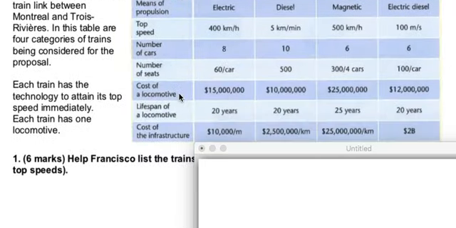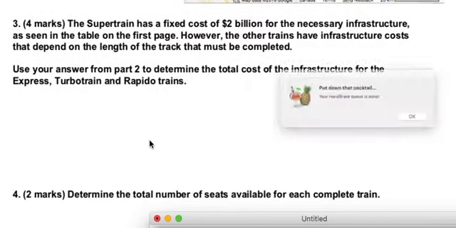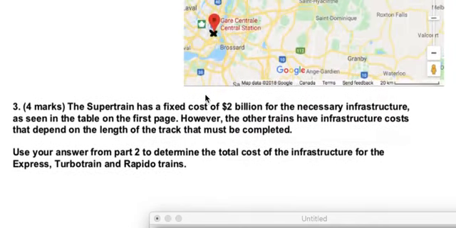So if you look at the table, you see why this makes sense. This table here, the express train has an infrastructure cost that's by the meter, $10,000 for every meter. Pretty pricey. The turbo train costs you $2.5 million for every kilometer. The Rapido costs $25 million per kilometer. And the super train, like you just read in the problem, is a flat $2 billion, not depending on how long it is. So the question is saying, figure out if we're dealing with a 128 kilometer track, like we saw in part 2, how much is each of these going to cost?